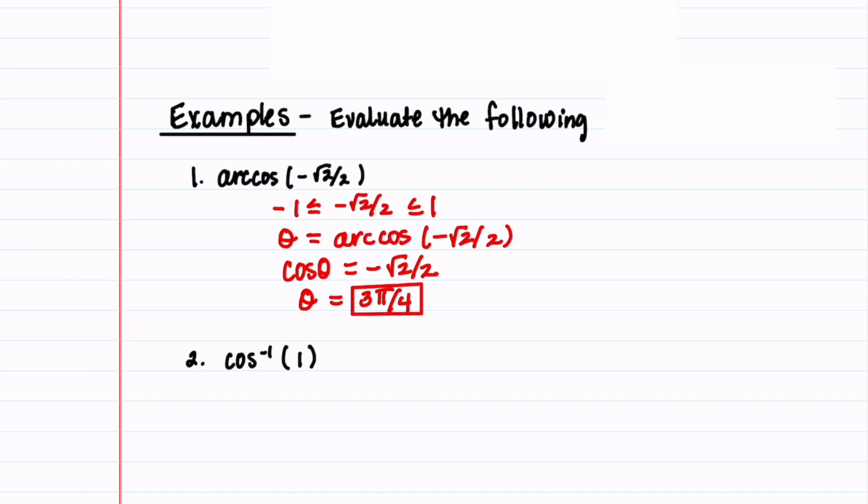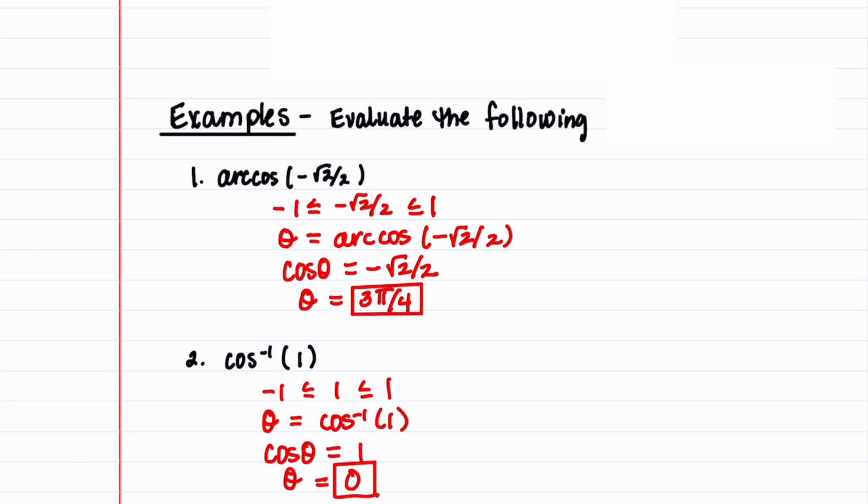To evaluate inverse cosine of 1, we make a note that 1 definitely is between minus 1 and 1, so the function's defined. We'll let theta be inverse cosine of 1, so that tells us that cosine theta is equal to 1, and that means that theta is equal to 0. So our inverse cosine of 1 is equal to 0.